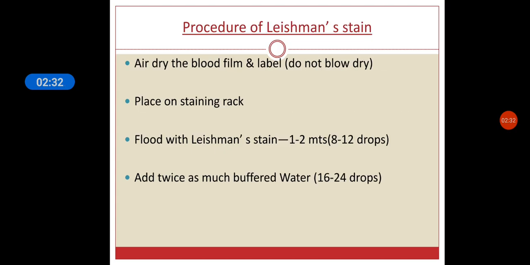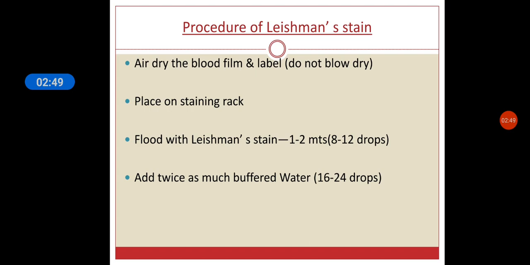Now what is the procedure? So we have done with peripheral smear preparation, right? Preparation is done. You have air dried the slide. You have labeled the slide. Now the next procedure is to stain it. Only if you stain it you can see them, right? So what do you do?